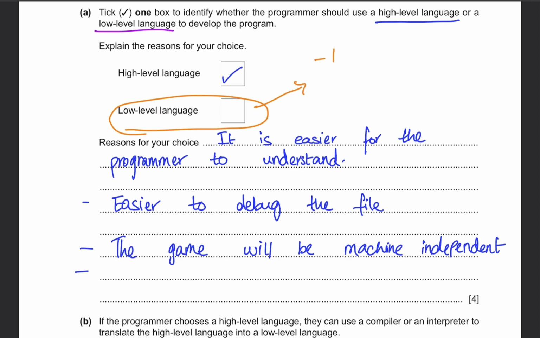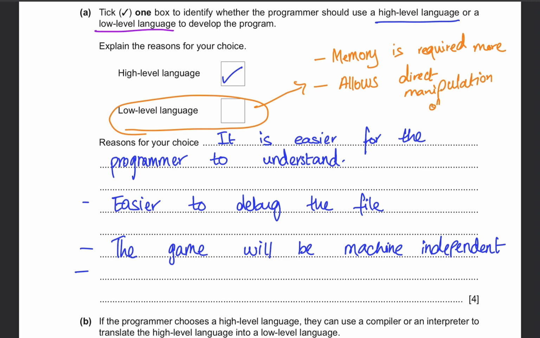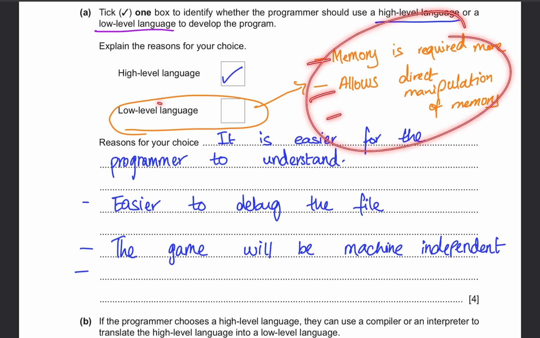I can say that for low level language, more memory is required. And I can also say that it allows direct manipulation of memory. All right. So similarly, 2 more points you can add by learning the topic.